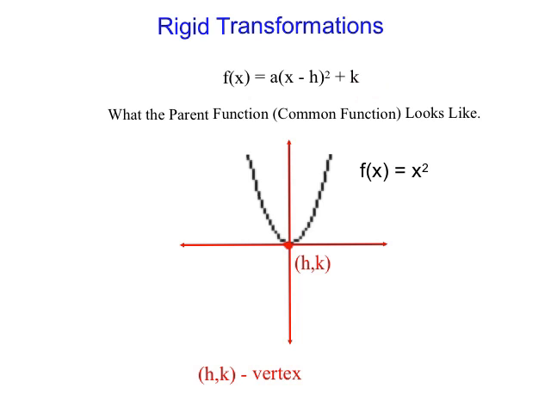Now, this here is called the parent function, but you know what? When we get into college algebra, your college algebra textbook doesn't call it a parent function. It calls it a common function. So oftentimes I will use the word parent function or common function interchangeably. So just so you know, this is the parent function or the common function for the parabola. Notice the vertex point, (h, k). For the parent function, that (h, k) is right there at (0, 0).